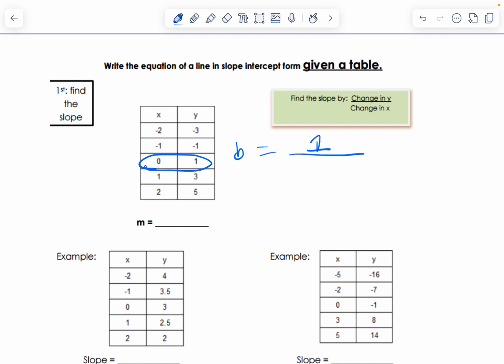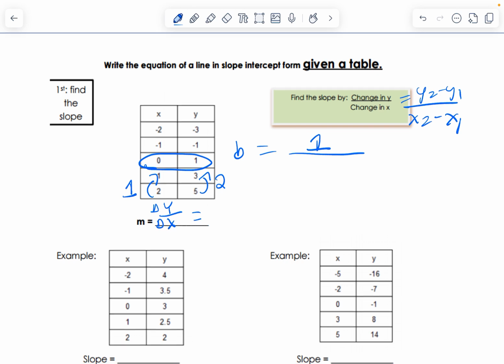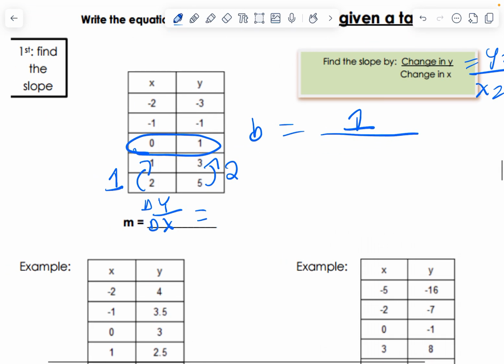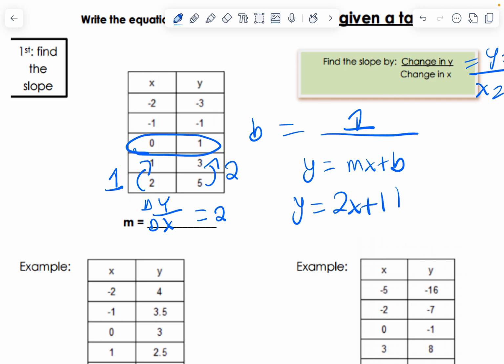To find the slope, doesn't matter where I put, I need to find the change in y over the change in x. So that's going to be, let's do the bottom. So I'm going to do 2 minus 1 is 1. 5 minus 3 is 2. I know that it's my change in y over my change of x. And so that means my slope is going to be 2 over 1, or 2. So I'm going to write my equation as y equals mx plus b, or y equals 2x plus 1.